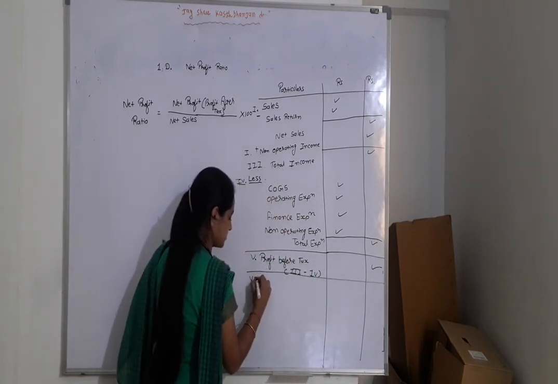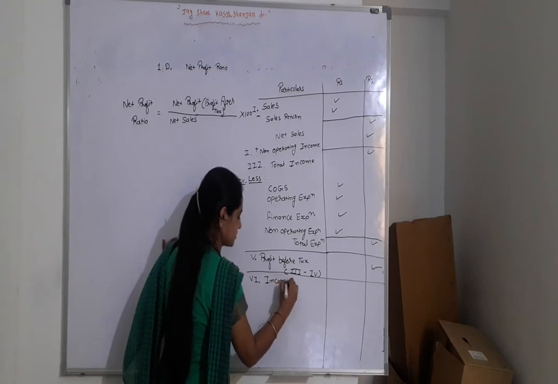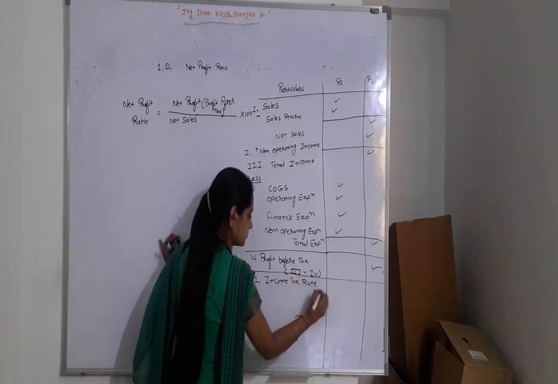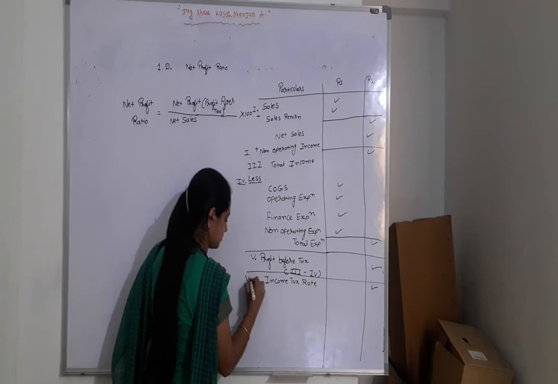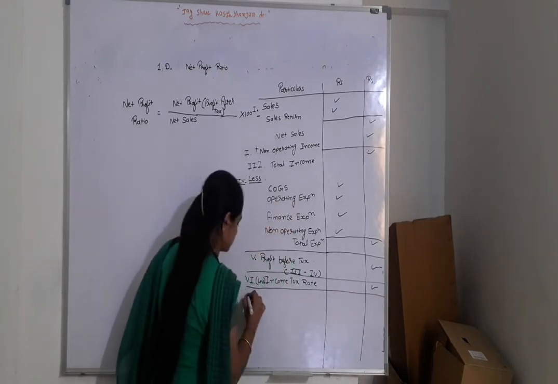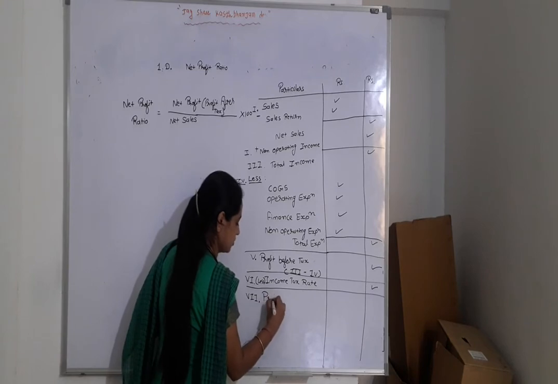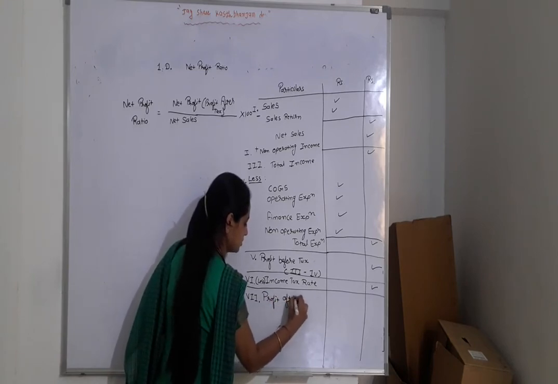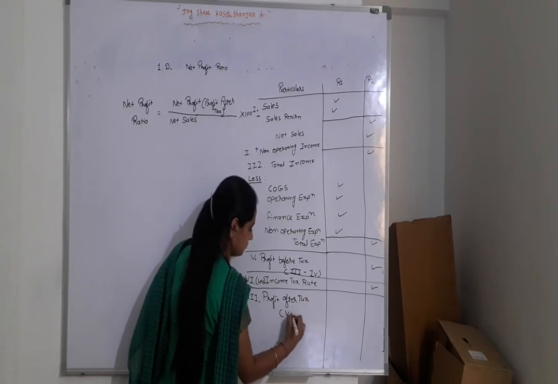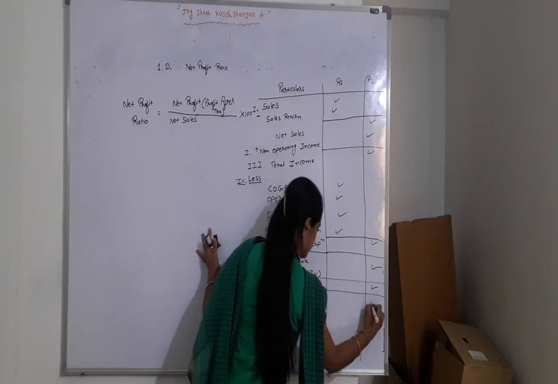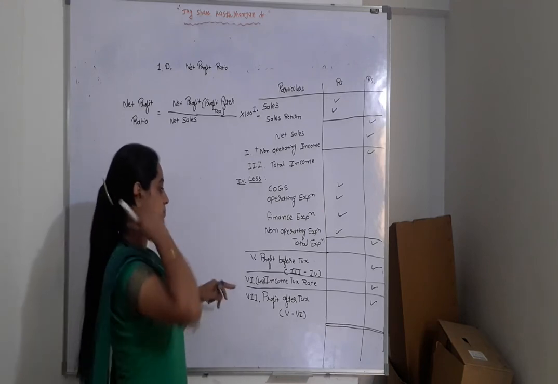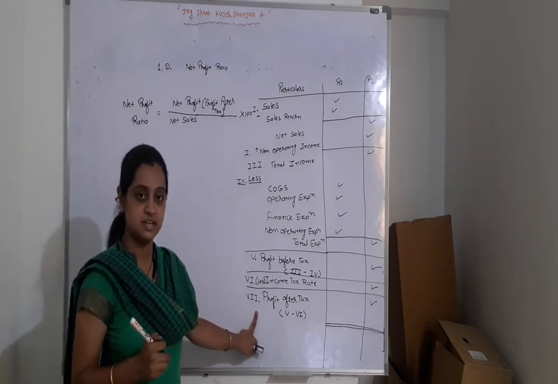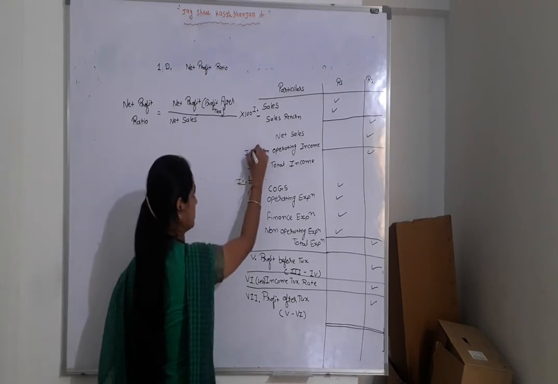Then 6th, income tax rate, less. Seventh step, that is profit after tax, which means 5th minus 6th, and this is our answer, right? This is same as statement of P&L.